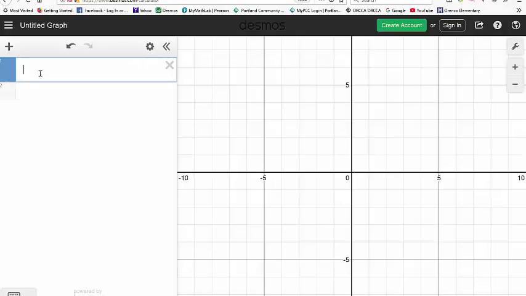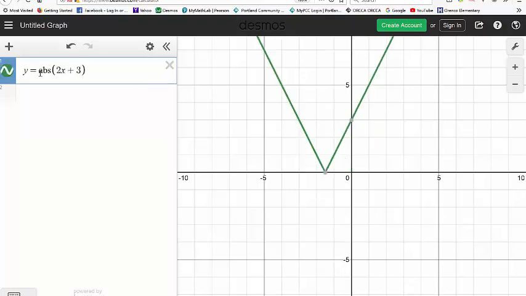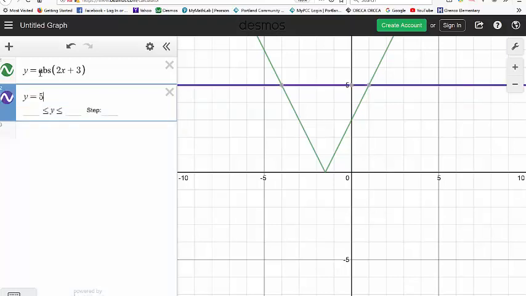We were going to graph y equals absolute value, and if you just type ABS, you'll get the absolute value of 2x plus 3. And in Desmos, you don't even need to say y equals. It'll just do it for you. But if you're going to graph something like y equals 5, you do need to include that y equals there. So we see both of those things there. In green, we have the absolute value of 2x plus 3, and in purple, y equals 5.